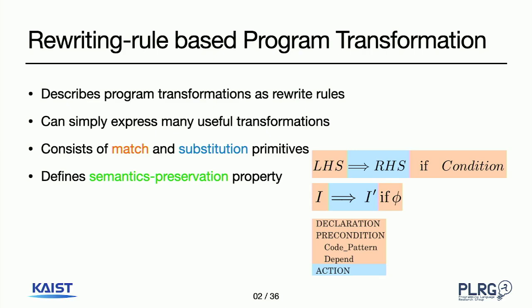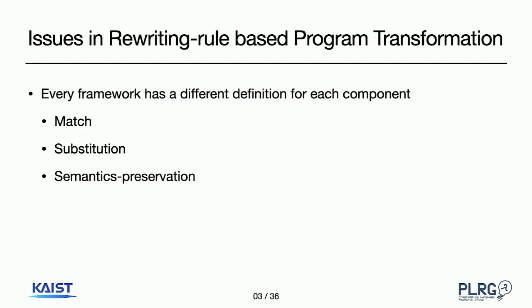Static analysis is mostly used to specify the semantic condition of the match part. It also defines a semantics preservation property, which means the original program and transformed program are related by some formula. Because there are many frameworks with different formulations, it is difficult to analyze and compare each framework's set of expressible transformations. More specifically, the transformation frameworks differ in the match, substitution, and semantics preservation.